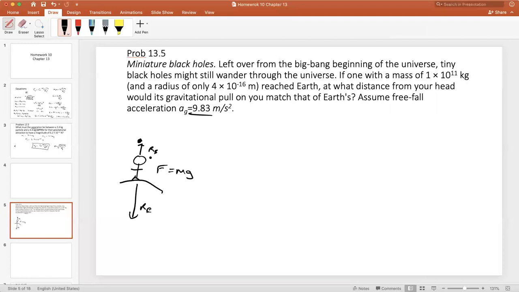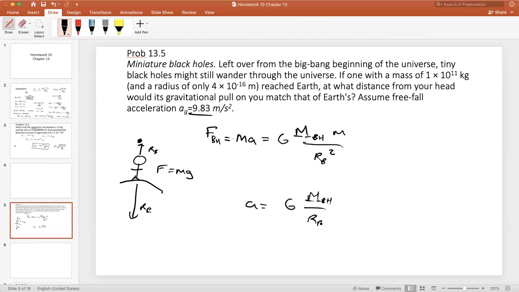And we want to know what RB is, how far away from that you would be to feel the same gravitational acceleration. So we want that the force on you, MA, due to the black hole. So the force due to the black hole is MA, your mass times A. And that is going to be G times mass of the black hole, right, times your mass over the distance to the black hole squared, from your center mass to the black hole squared. If you cancel these off, you get that A for the black hole will be G, mass of the black hole, over R black hole squared.